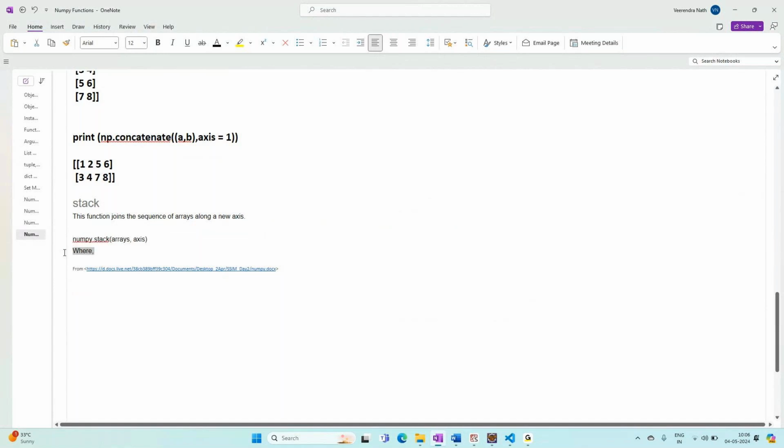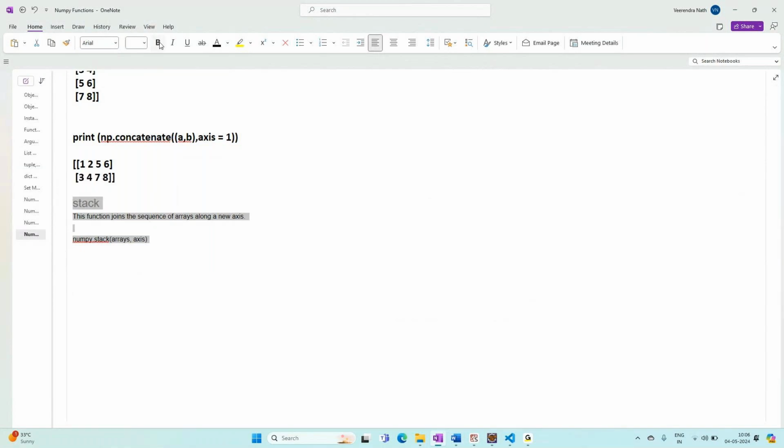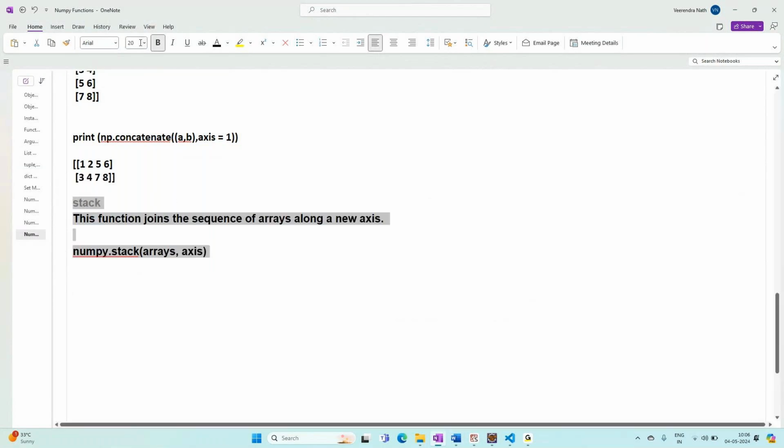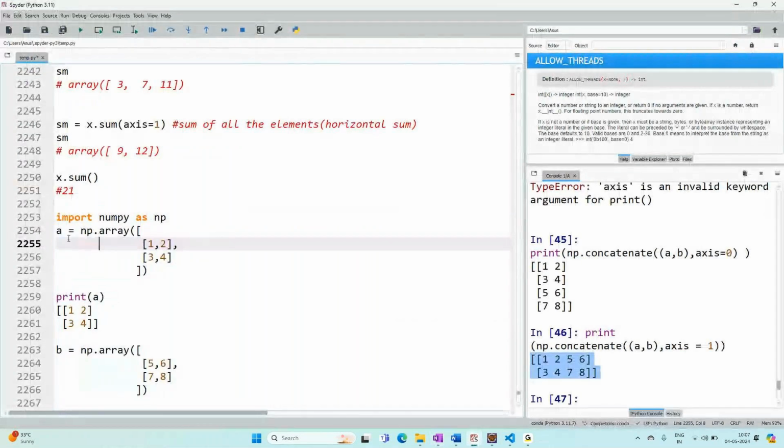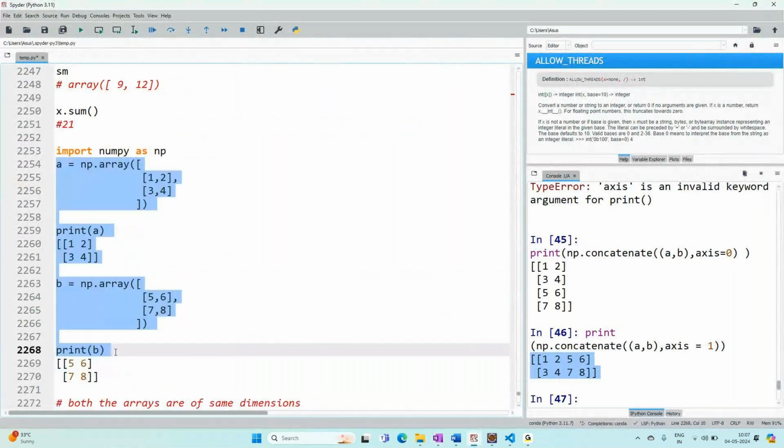You put the two stacks. What are the two stacks? Just now we did not concatenate in the same way. Now let's go for the same thing, with A and B.